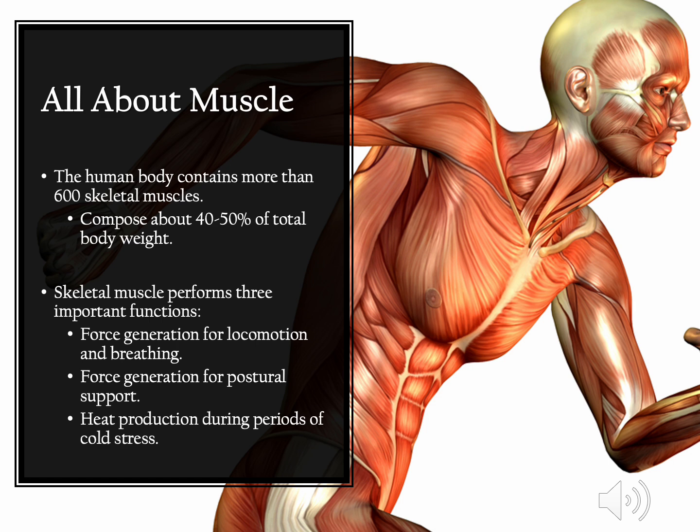3, heat production during periods of cold stress. We shiver. By shivering, we produce heat. That's our skeletal system taking care of us. Skeletal muscle contracts rapidly to generate heat and elevate our core temperature.